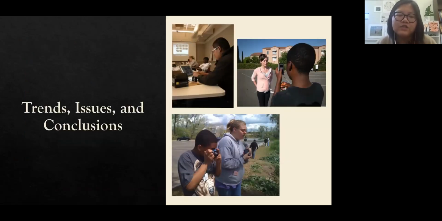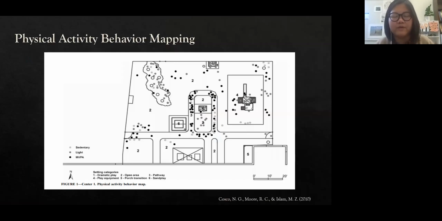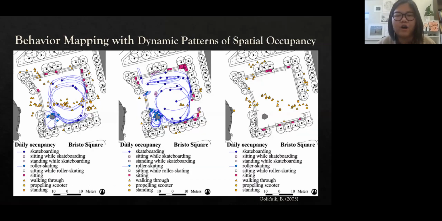All right, so now we're going to shift gears and start to talk about the trends, issues, and conclusions of the current visualization, the current people and human behavior visualizing. So let's look at the behavior mapping again. This is the traditional behavior mapping that I just talked about, right? To map out where people are doing what things, and what group of people they are.